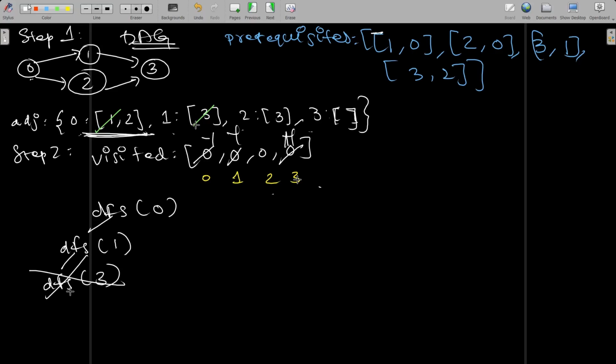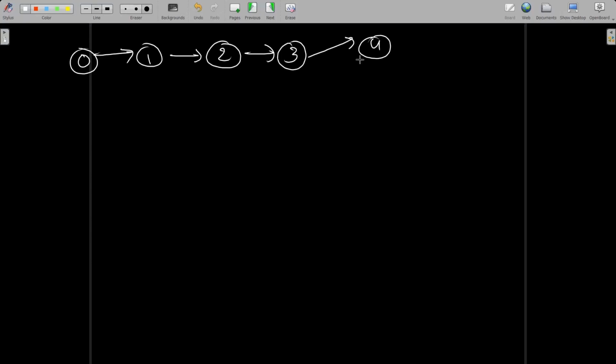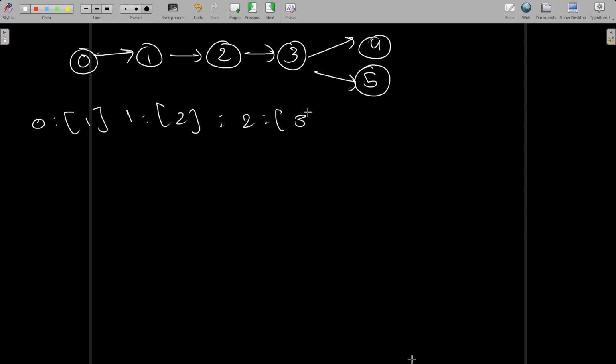It is because, as I explained in our previous video on topological sorting, if we have a graph something like this, right? 0, 1, 2, 3, 4, 5. And I create the adjacency list. Let's create the adjacency list of it as well. So 0 has 1, 1 has 2, 2 has 3, 3 has 4 and 5, 4 has nothing, and 5 has nothing. Right.